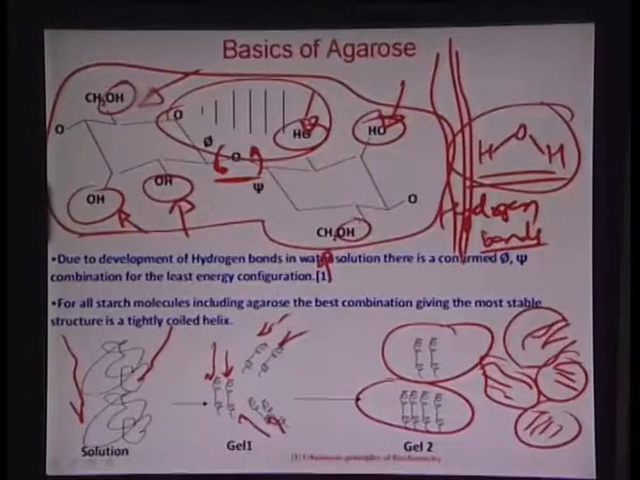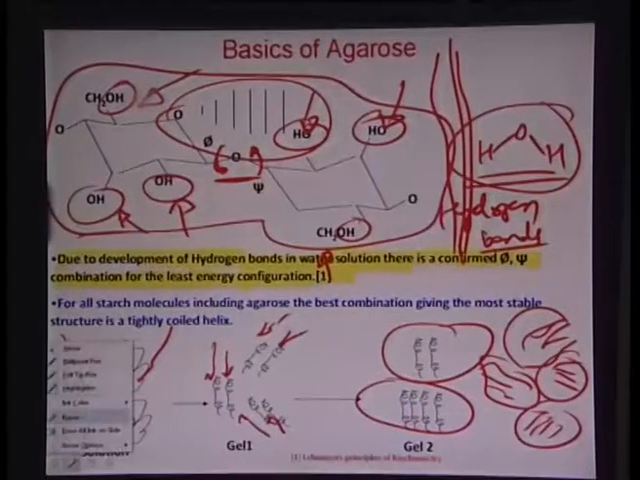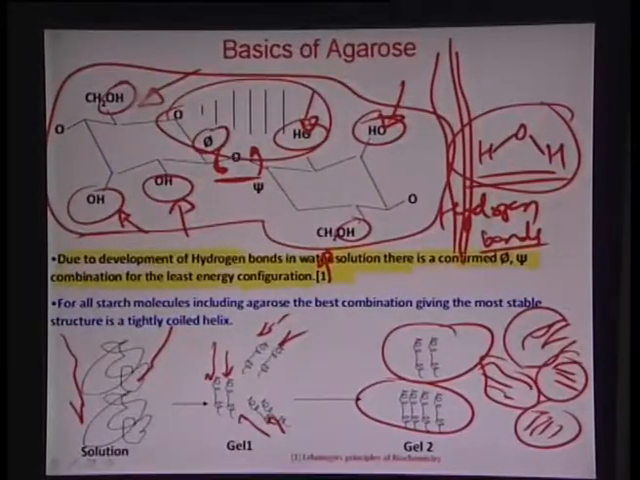So, summarily, due to the development of hydrogen bonds in water solution, there is a confirmed combination of these two angles, the phi and psi. Here the angle of movement on the left flank is termed as phi, and that on the right flank is termed as psi, and these are defined by eventually what is the energy state, thermodynamic state of the molecule that it is in, or the amount of hydrogen bonds between themselves or between the media that they formulate.